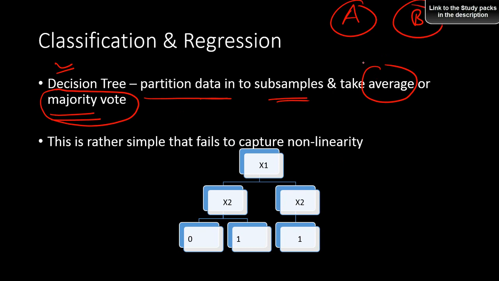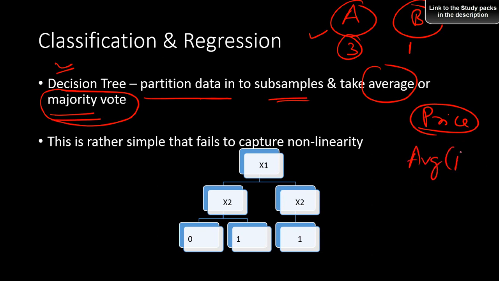So the reason why we are interested in majority vote is that if in a given subsample, let's say we have 3 A's and just 1 B, then we say that anything that falls in that subsample is A, because the majority is A. So that's why. In a regression problem, let's say the price of a house, in a given subsample, if we want to find what the price of a house is, we just take the average of the price, because it's a continuous value, right?